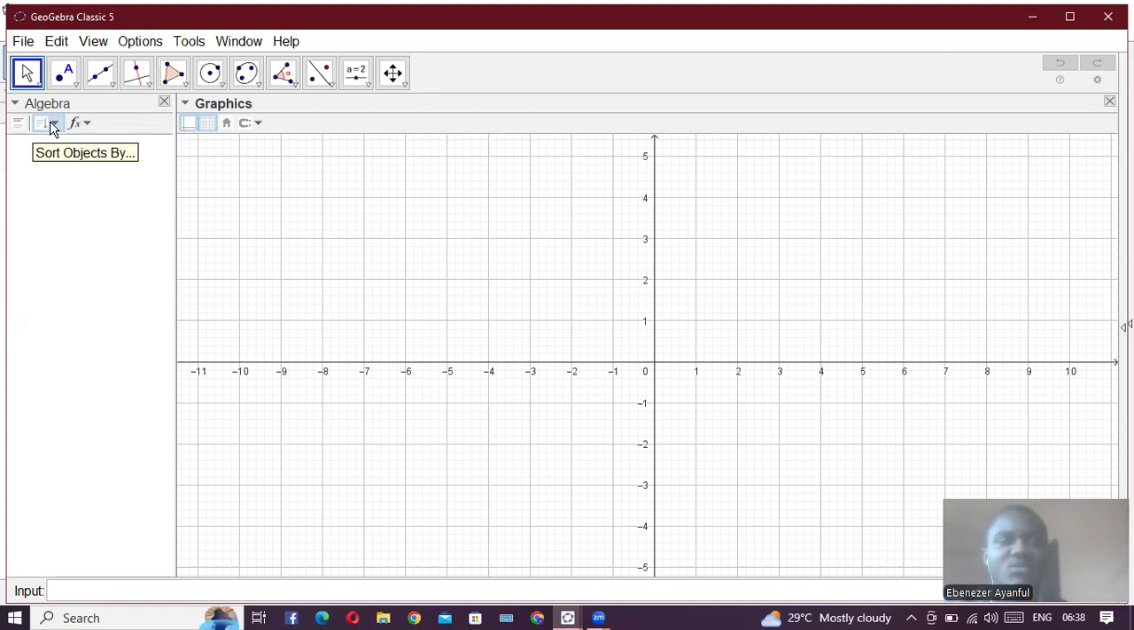And then when you come to the algebra side too, I have set my sort to object type rather than construction order to make it more organized for me. All right, so let's begin.